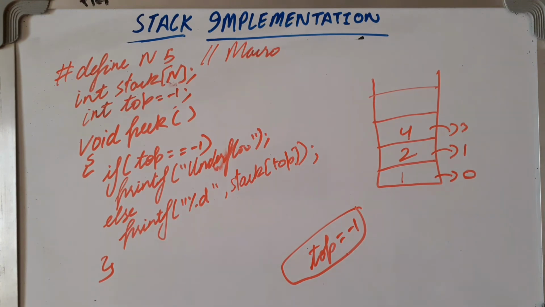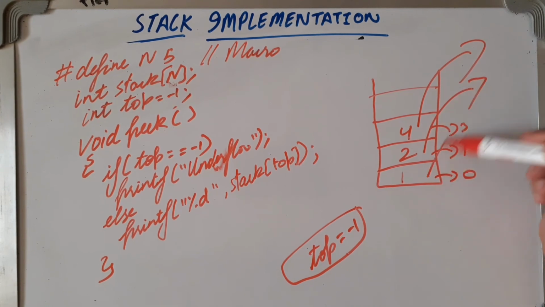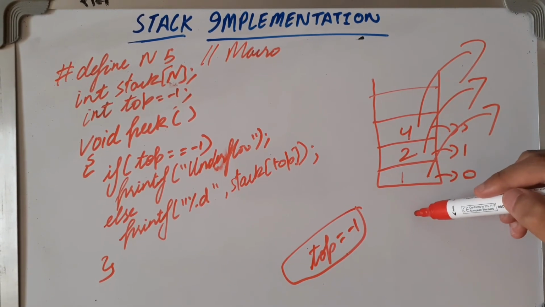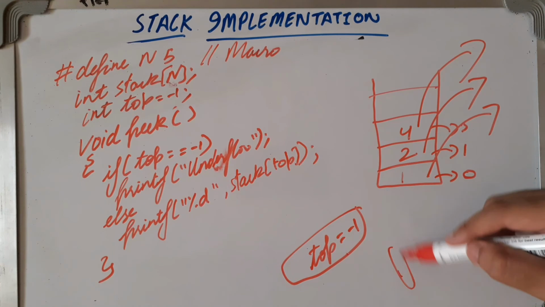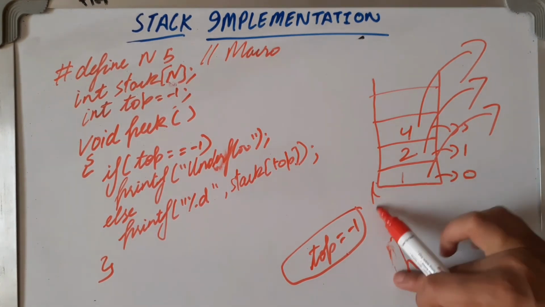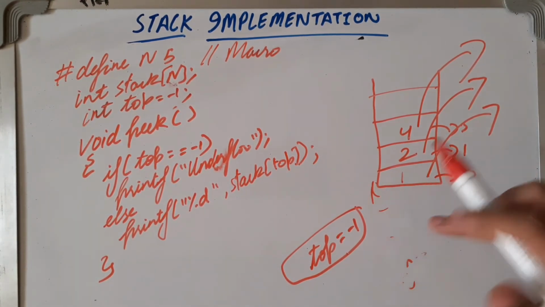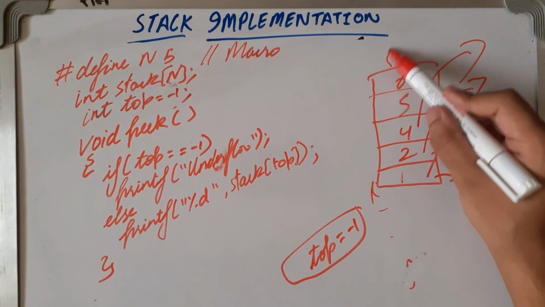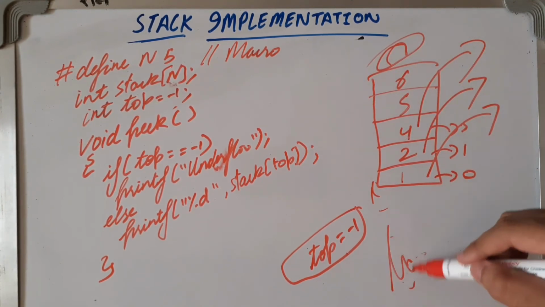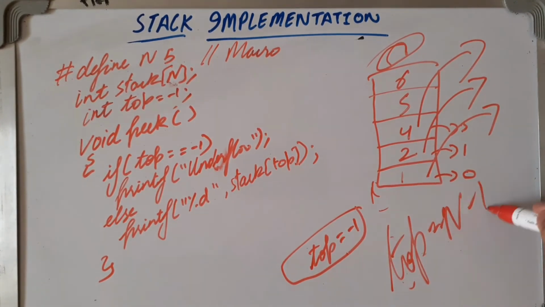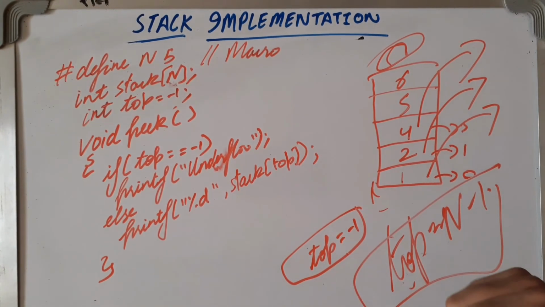That is how push works, and pop works like this: it gets the top element, then top minus minus gets the next, then the next, and after that it displays underflow. For pushing, it displays overflow when I enter one more data and top is equal to n minus 1, that condition. Okay guys.